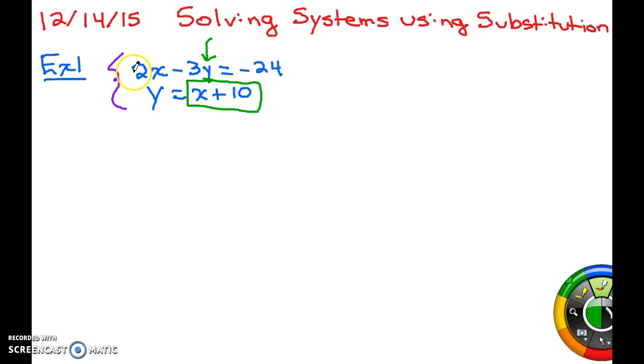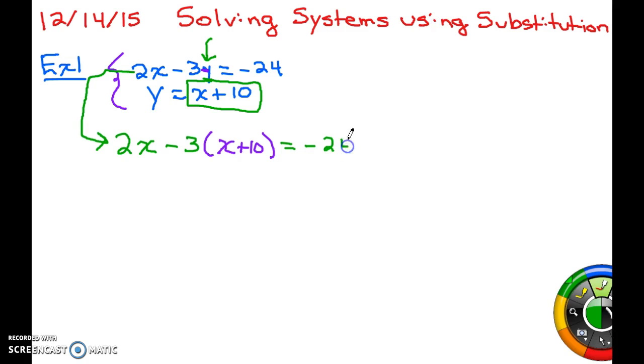Up in this equation right here, I'm just going to make a line and rewrite this equation. It says 2x minus 3y. But instead of saying 3 times y, I'm going to substitute in what y is. It says y is x plus 10. So instead of 3 times y, I'm going to do 3 times x plus 10. And I put the parentheses there because I'm multiplying the x plus 10, both of those quantities, by this negative 3. And all of that is equal to negative 24.